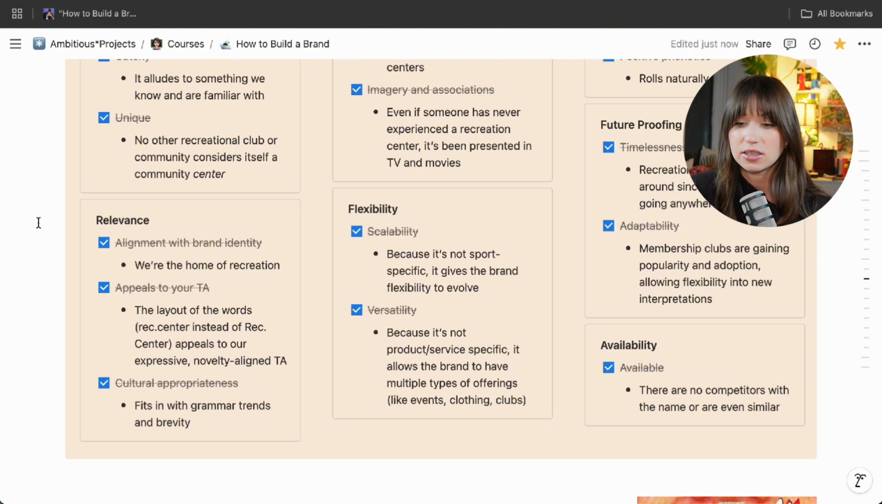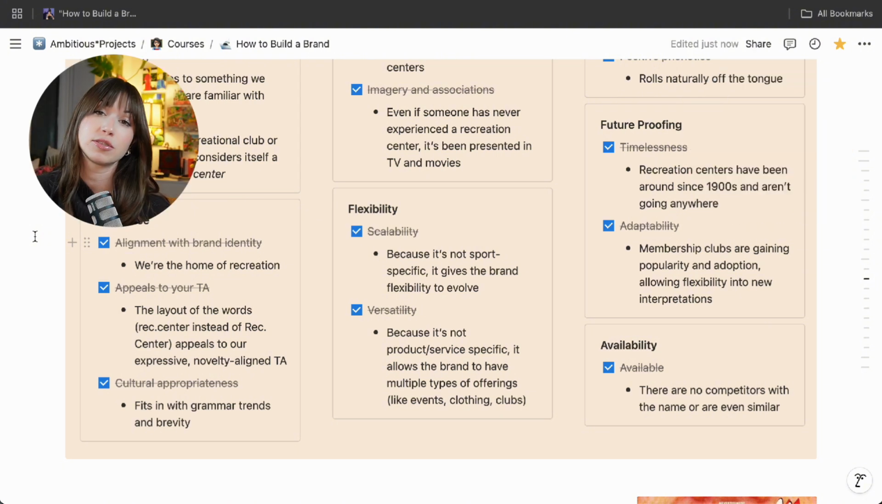It's flexible because it's not sport specific, and it gives us the flexibility to evolve and scale. And it's not product or service specific either, so it gives us that versatility to evolve with time. Future-proof, it's timeless because recreation centers have been around since the 1900s, so they're not going anywhere. And then adaptability, members clubs are on the rise, and they have always been around very similarly to a recreation center, which is some sort of a membership club to a degree. So it allows us to expand the definition of what a recreation center is. And it was available, so we love that as well. No direct competition with that name.